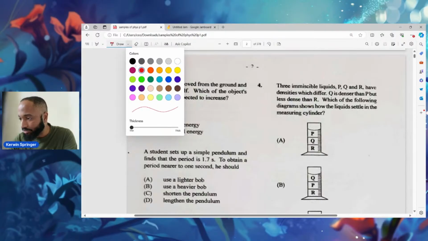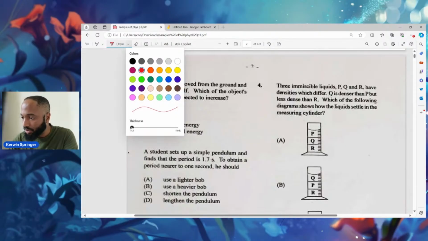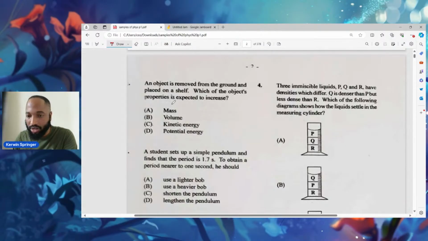So let's see what's happening here. An object is removed from the ground and placed on a shelf. Which of the object's properties is expected to increase? Potential energy. So you can start putting all the answers in at one time.